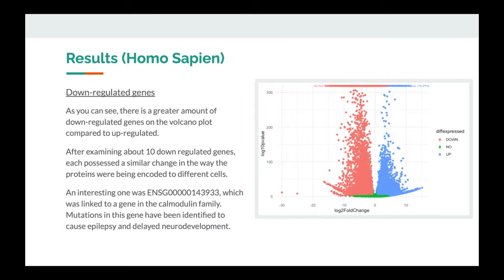There was an interesting gene that was linked to the calmodulin family. Mutations in this gene have been identified with causing epilepsy and delayed neurodevelopment. It seemed that most of the downregulated genes were related to delayed neurodevelopment too.